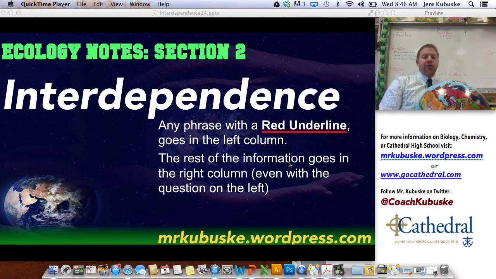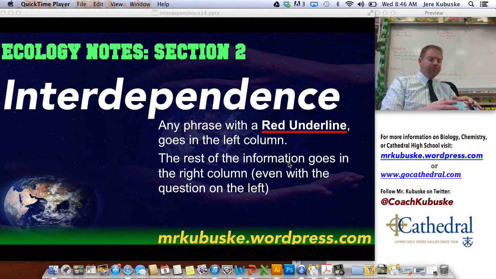Now, you might remember that word from the beginning of the year. We said that interdependence was when living things depend on one another for survival, and we said that was a characteristic of living things, so it's probably pretty important. So today we're going to spend a little bit of time talking about interdependence, and I'm going to keep my handy biome globe here so that we can reference it as we go.